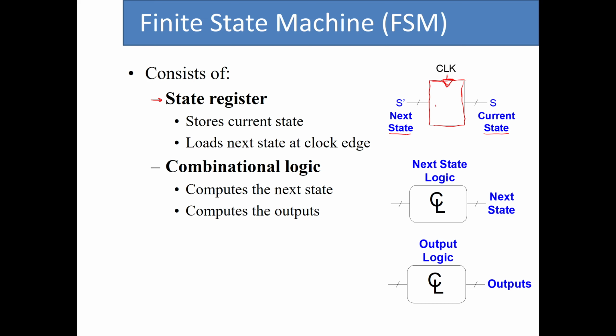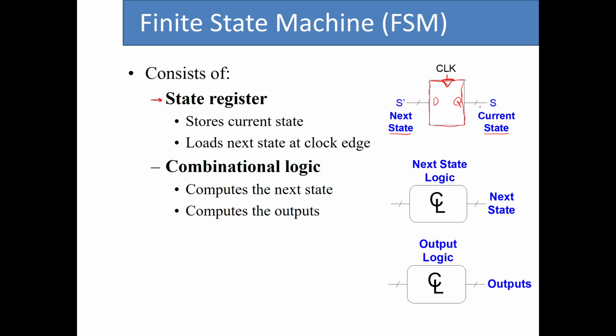So if we consider this as a simple flip-flop, the next state would be connected to the data input, and the current state is the Q output of the flip-flop. If we have a bunch of flip-flops, we have basically several data inputs which are connected to the next state of the system, and we have a bunch of outputs, Qs, which basically show the current state of the system.